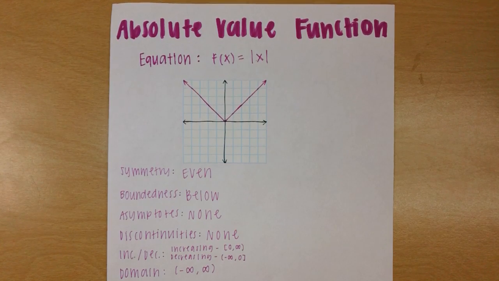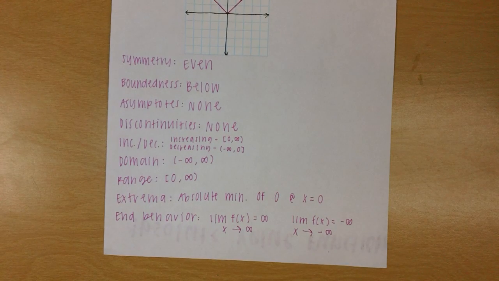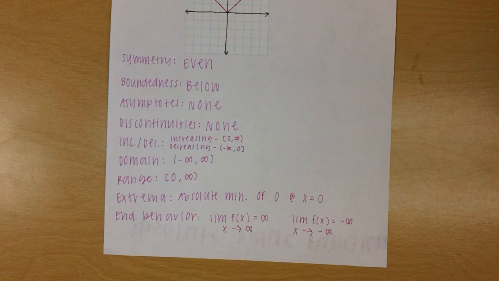The limit of f of x equals infinity as x approaches infinity. The limit of f of x equals negative infinity as x approaches negative infinity. The domain is negative infinity to infinity, and the range is 0 to infinity.